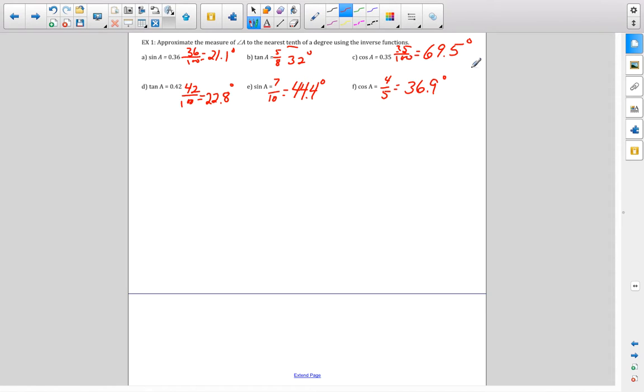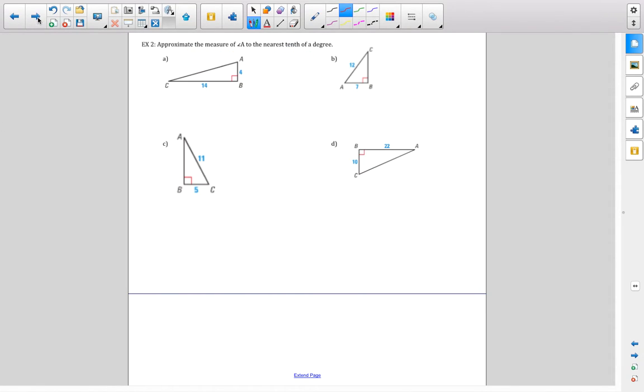Okay, there's a little practice for us. Let's get into some problems now. Approximate the measure of angle A to the nearest tenth of a degree. So here's angle A. Let's label the sides we do have. Opposite, because we have to walk over here, and adjacent, and hypotenuse we don't really care about.